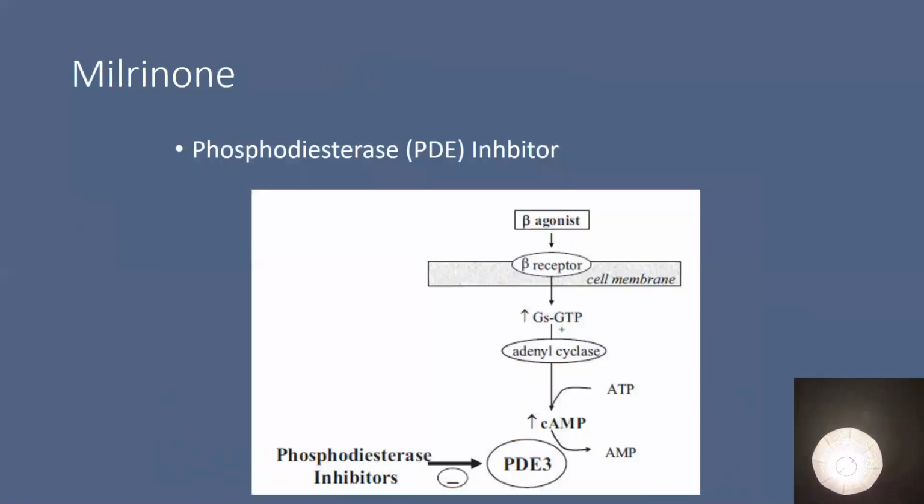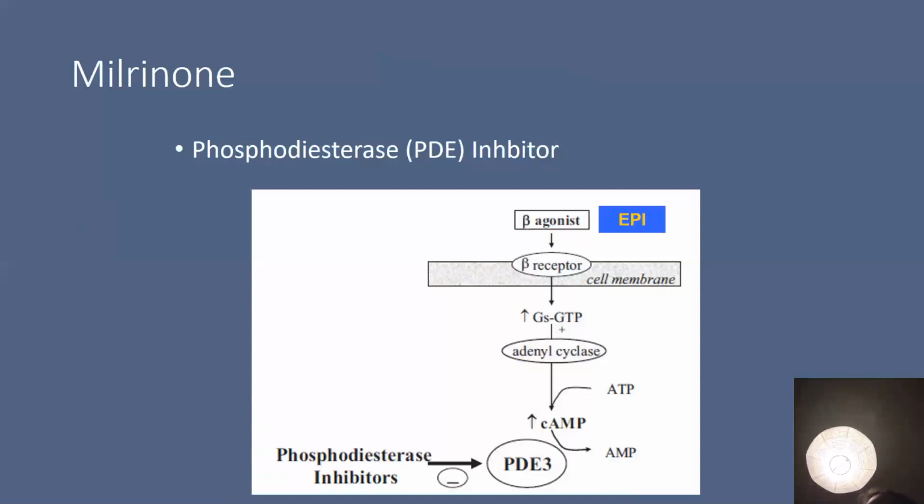All right, so now the last couple are some of our weirder ones. Milrinone is a phosphodiesterase inhibitor. It's probably one of my favorite drugs, just because it's got such an interesting, unique mechanism of action. So phosphodiesterase, PDE3, is responsible for the breakdown of cyclic AMP. And so let's take a look at what this mechanism looks like.